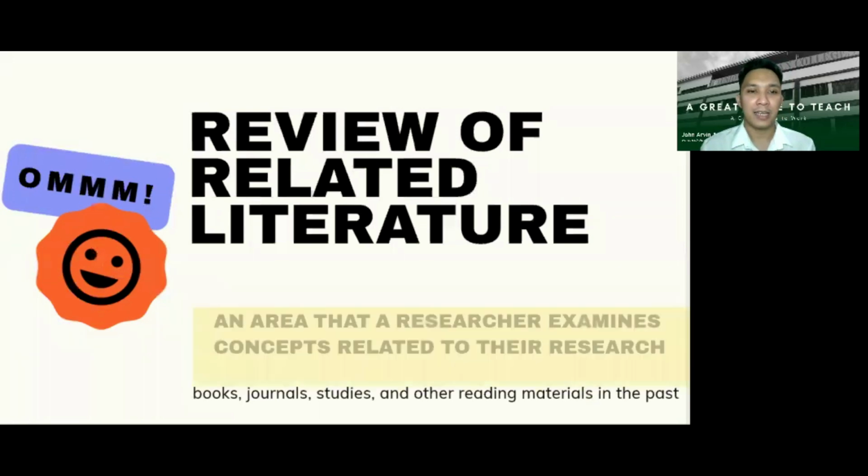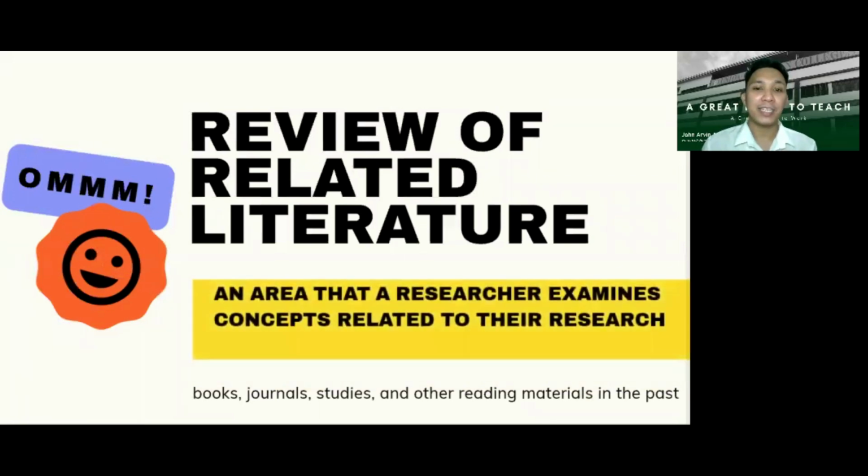It is actually an area where a researcher examines concepts related to their research. It can be found in books, journals, studies, and other reading materials from the past. A literature review defines a specific issue, concept, theory, or phenomenon, and compiles published literature on a topic. It also summarizes critical points of current knowledge about the problem and suggests next steps in addressing it.